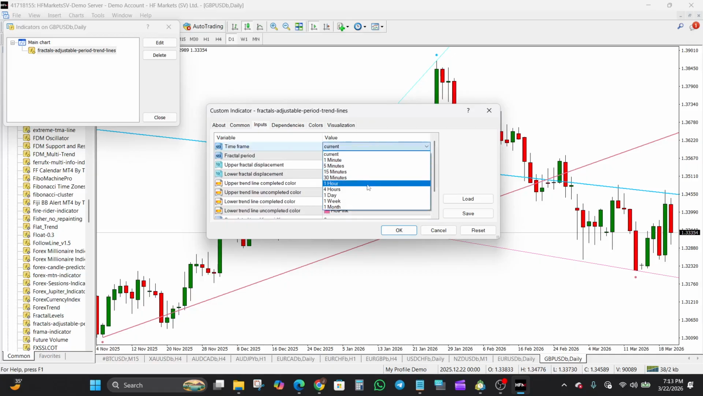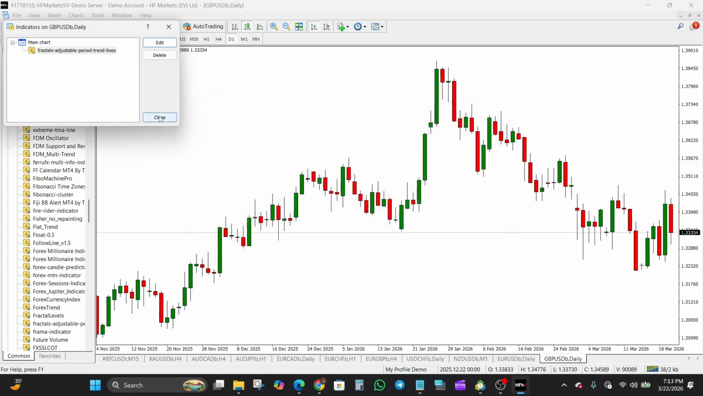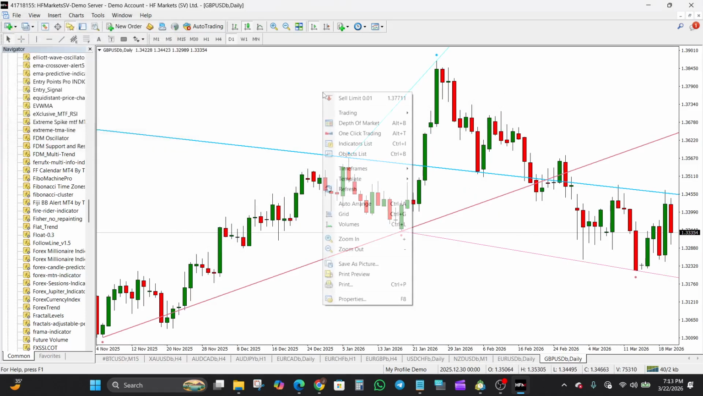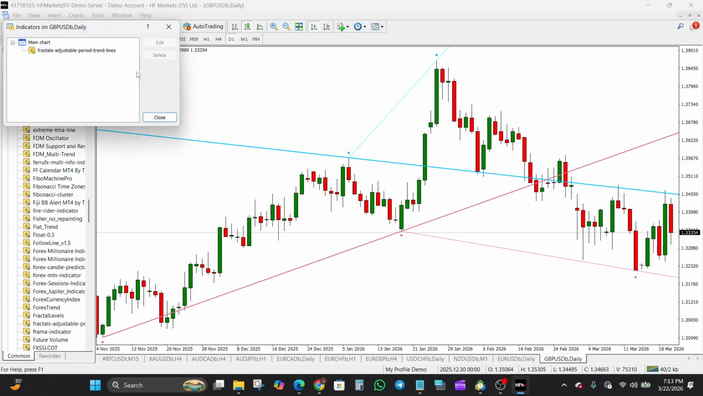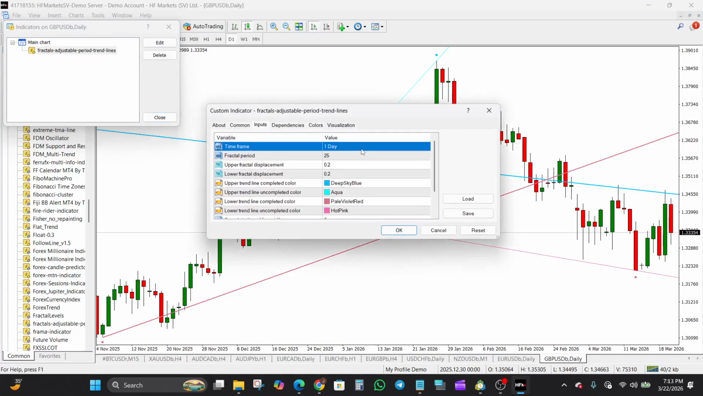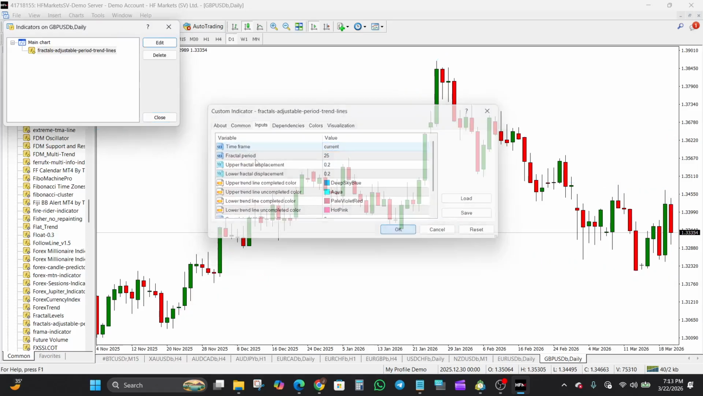So you can see in the settings, time frame, you can see current, 1 minute, 5 minutes, 15, 30, and all of that. So feel free to modify the settings according to how you want the indicator to function.